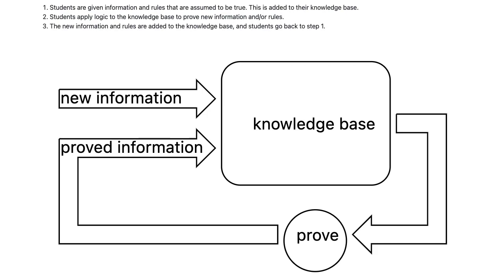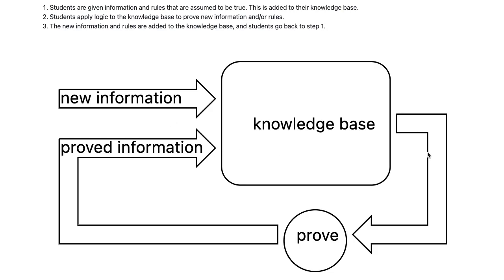The proof-based learning process consists of 3 steps. 1. Students are given information and rules that are assumed to be true. This is added to their knowledge base. 2. Students apply logic to the knowledge base to prove new information and/or rules. 3. The new information and rules are added to the knowledge base, and students go back to step 1.